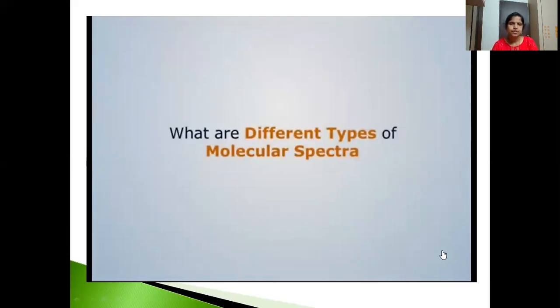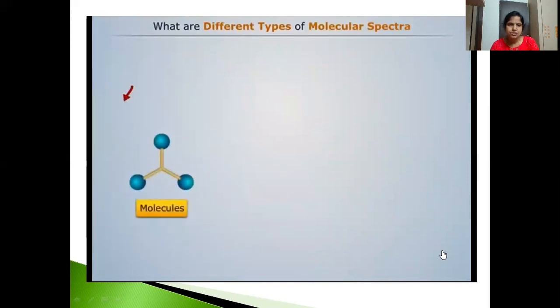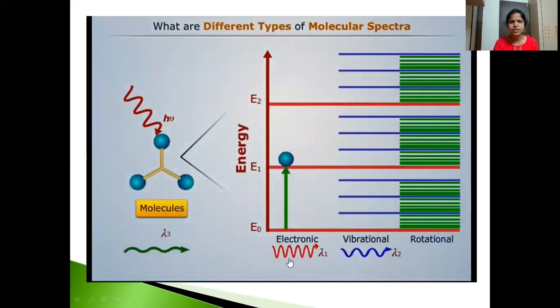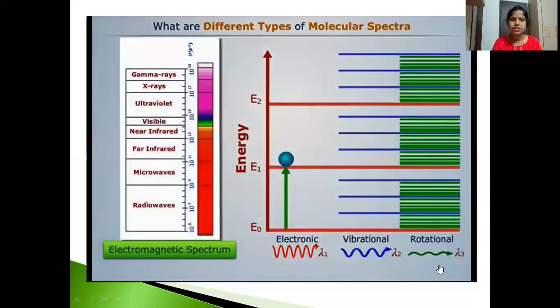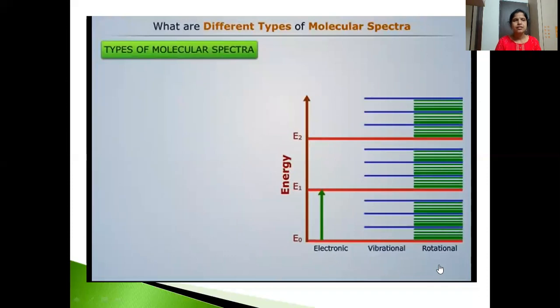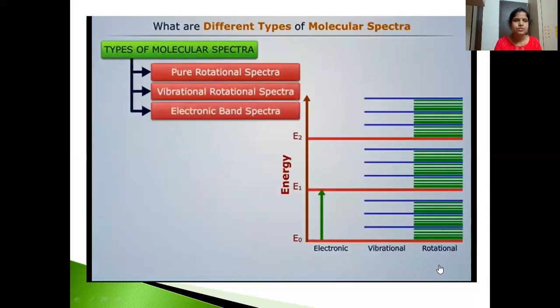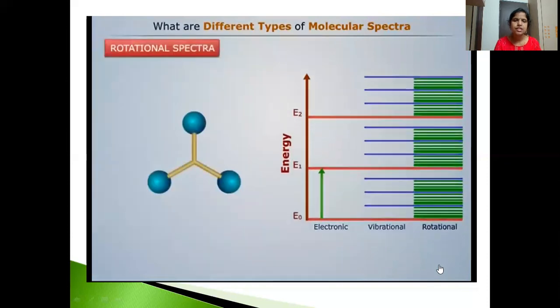So these transitions, again, we can just recall them. Depending upon these transitions, where the light is interacting with the matter, these are the various energy levels. As I said, the red colored is electronic, blue is vibrational, and green is rotational. Different wavelengths are required for undergoing these types of transitions. In the electromagnetic spectrum, as it has different wavelengths, different wavelengths will induce different types of excitations. In this we have pure rotational, vibrational-rotational, and electronic band.